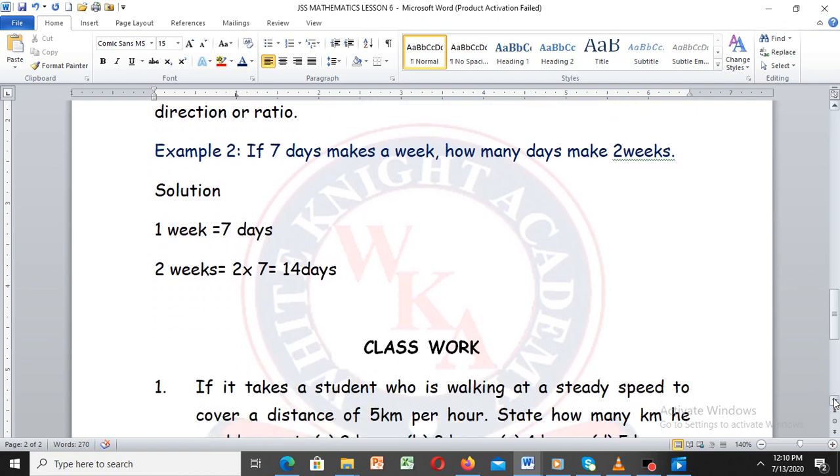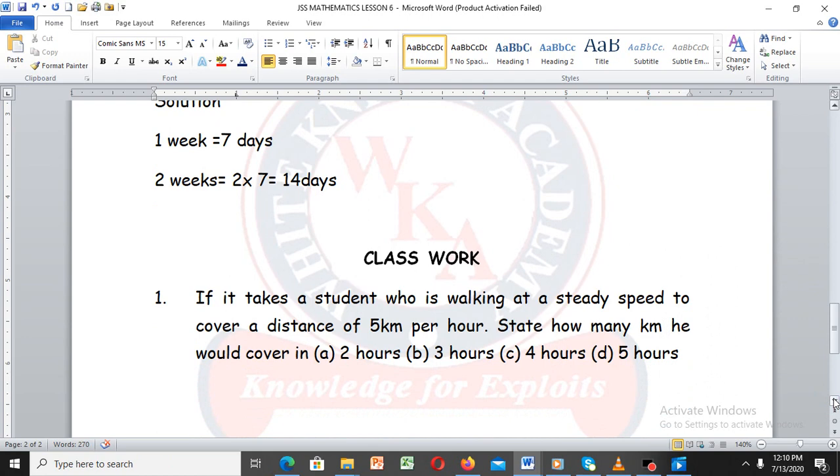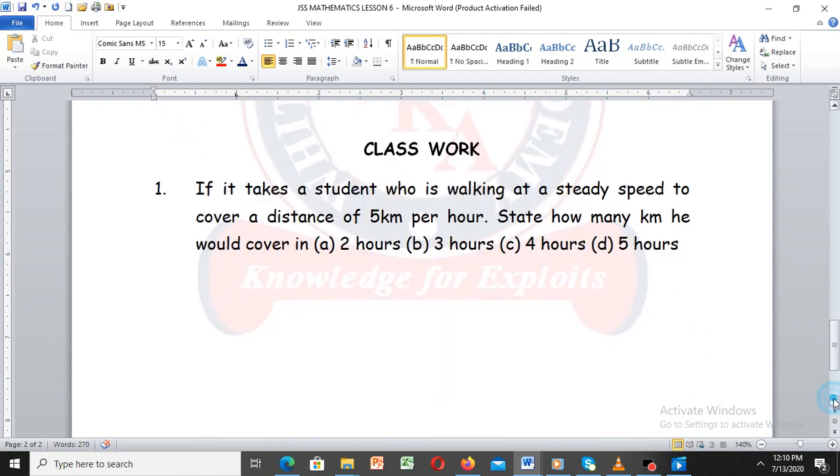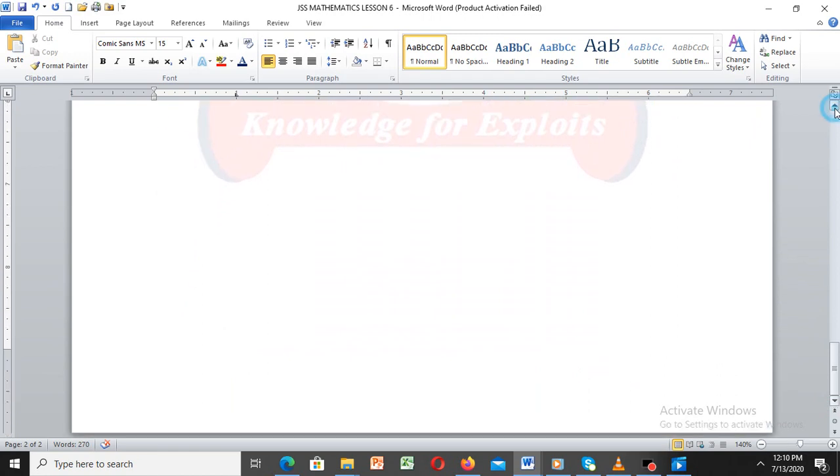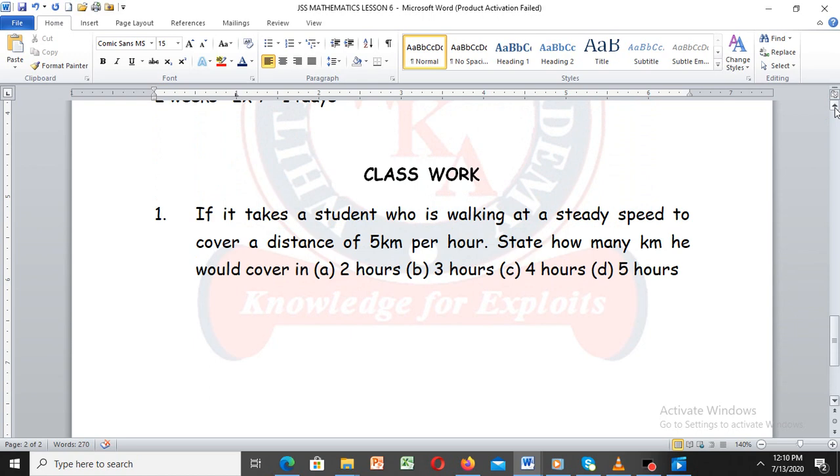Classwork. If a student who is walking at a steady speed covers a distance of 5 km per hour, state how many kilometers he will cover in 2 hours, in 3 hours, in 4 hours, and in 5 hours.